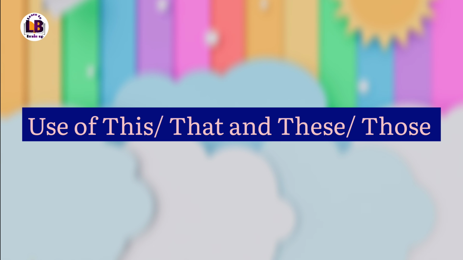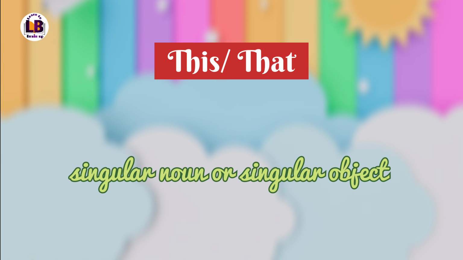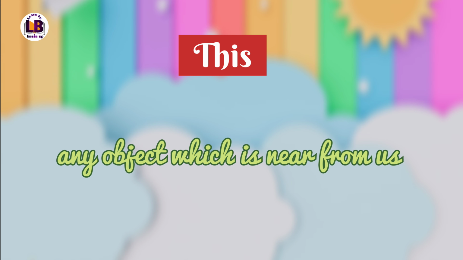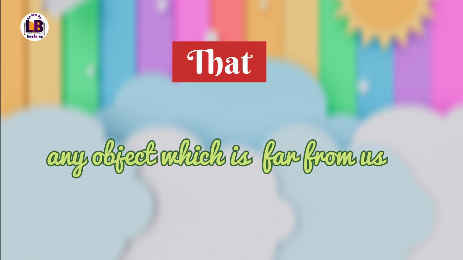Use of this, that, these and those. Let's understand where to use this and that. This and that are used for the singular object or singular nouns. This is used for any object which is near to us. And that is used for any object which is far from us.